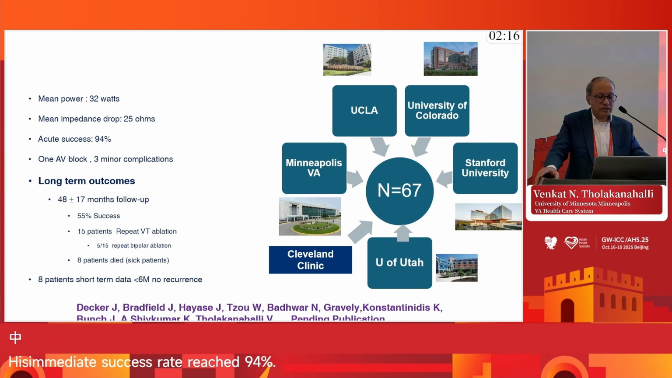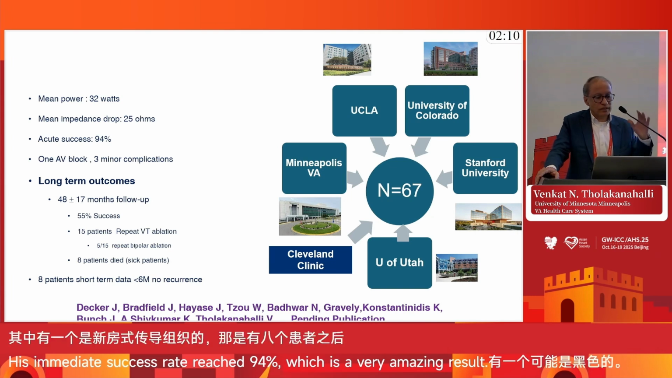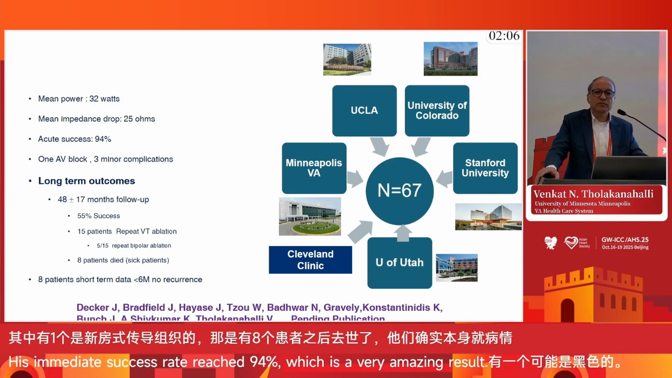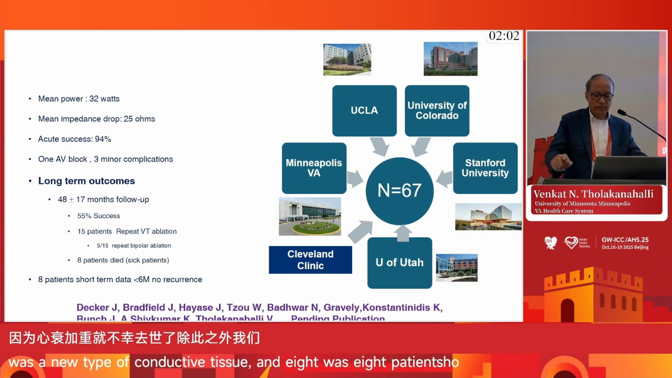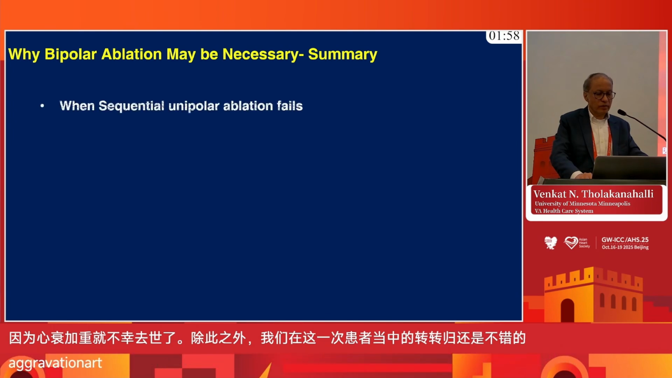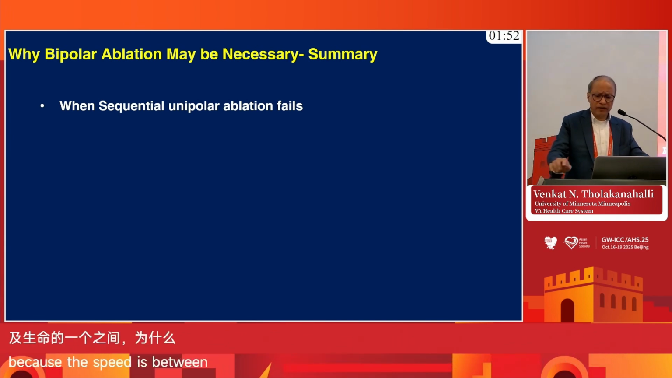8 of these patients died over a period of time. They were sick due to heart failure or worsening heart failure. Overall, the outcome seems to be much better in this group of patients, preventing them from getting admitted because of ventricular tachycardias. So why may bipolar ablation be necessary when sequential unipolar ablation fails?